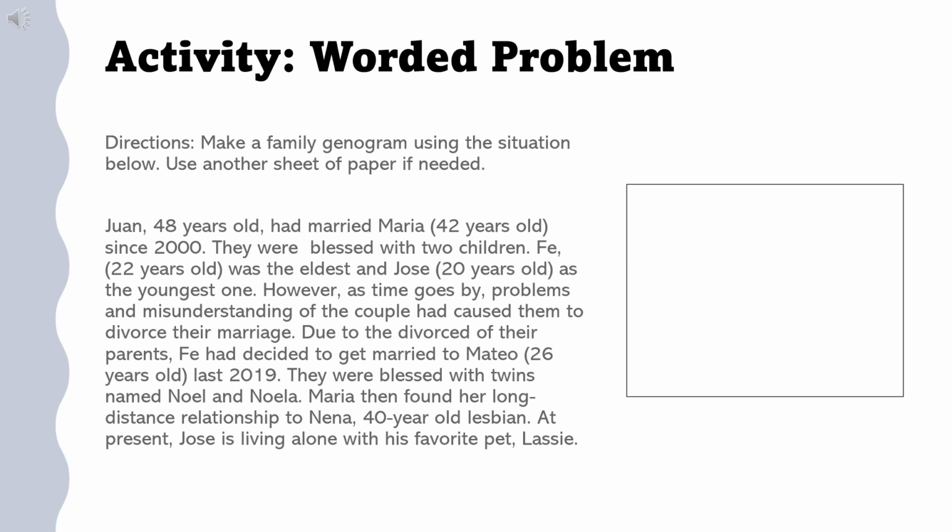However, as time went by, problems and misunderstandings in the couple caused them to divorce. Due to the divorce of their parents, Faye decided to get married to Mateo, 26 years old, in 2019. They were blessed with twins named Noel and Noela. Maria then found a long-distance relationship with Nina, a 40-year-old lesbian. At present, Jose is living alone with his favorite pet, Lassie.